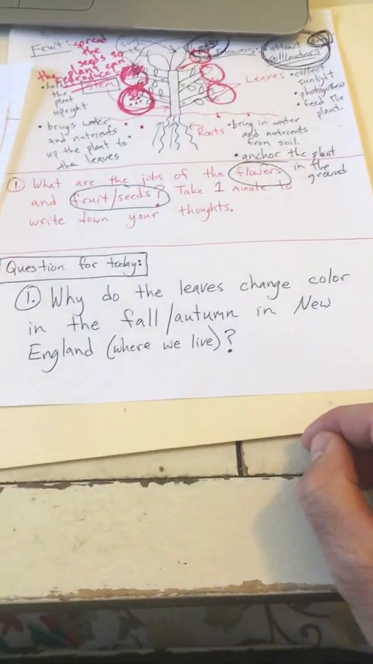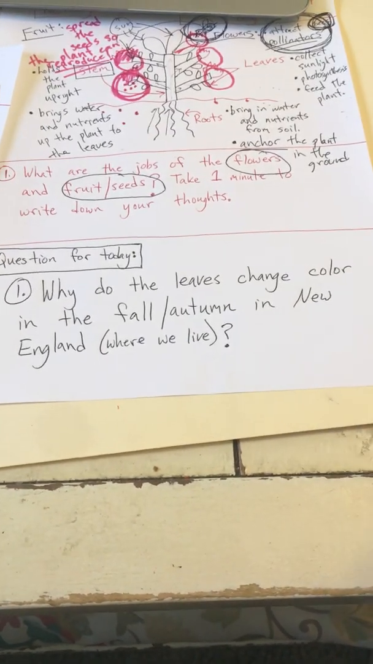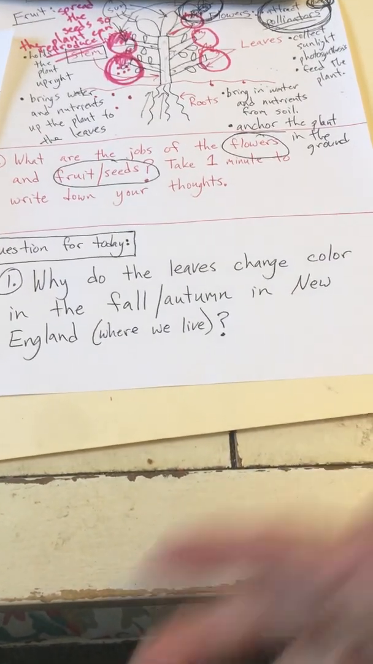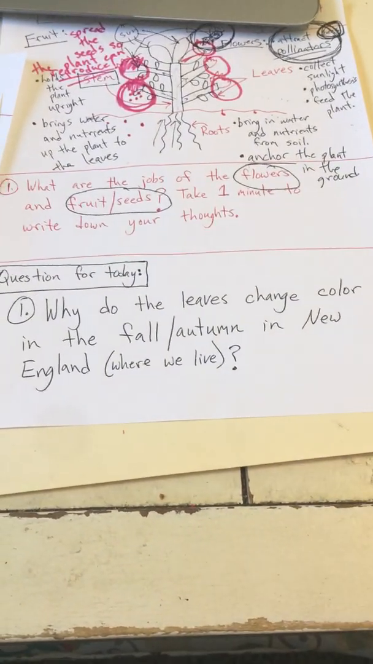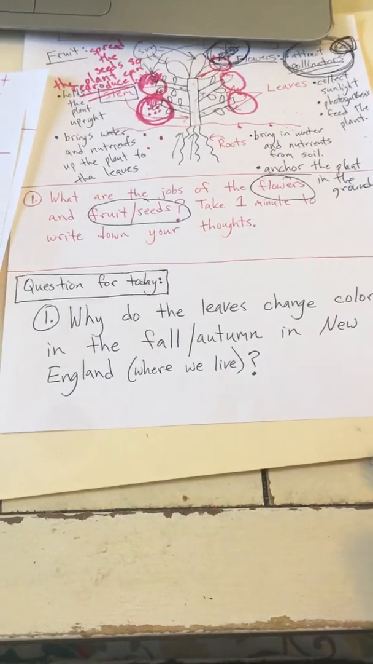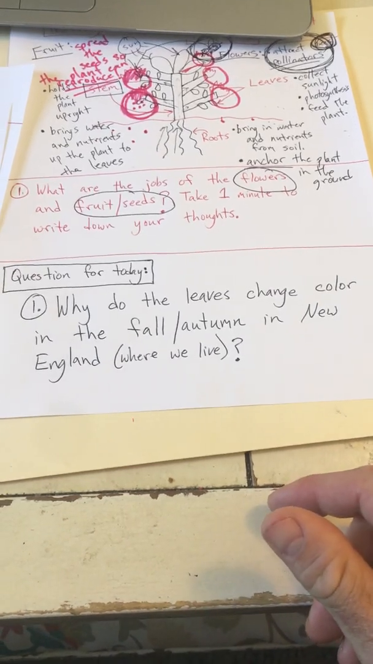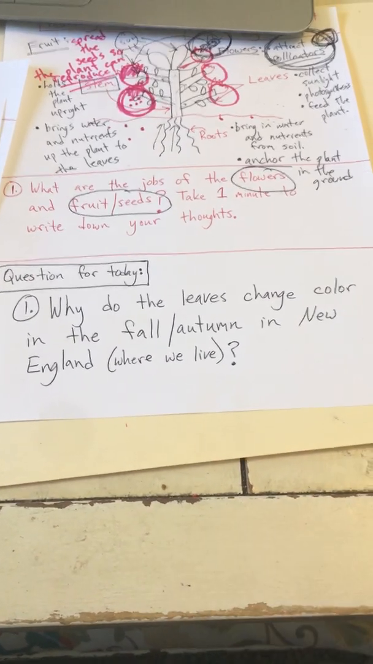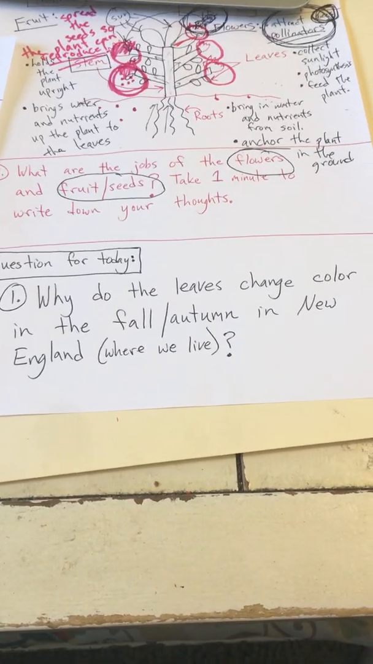All right, so here's your question for today. Why do the leaves change color in the fall/autumn in New England? That's where we live. So when it's September and we start looking around, or October in the fall, and all the leaves start turning colors and then they fall off the trees, why does that happen? I want you to use what we've learned in the last few days to answer that question. Why do the leaves change color in the fall or autumn in New England? All right, and we will talk about that tomorrow.